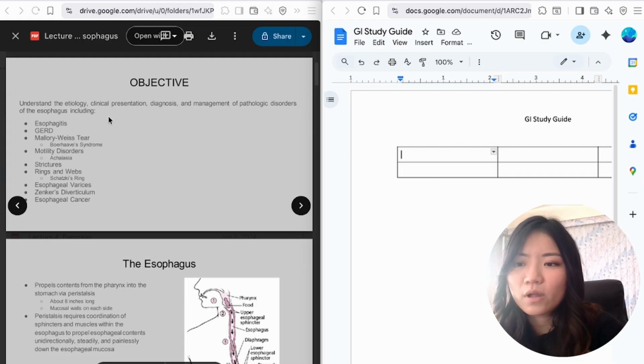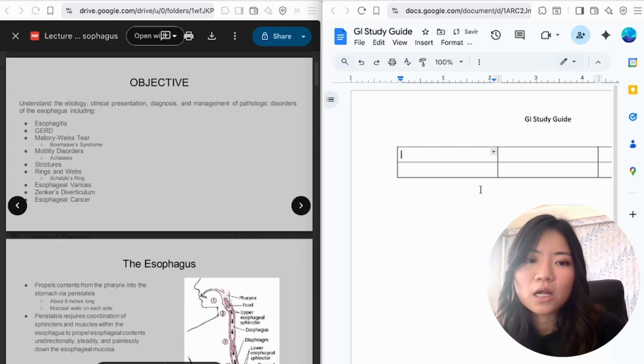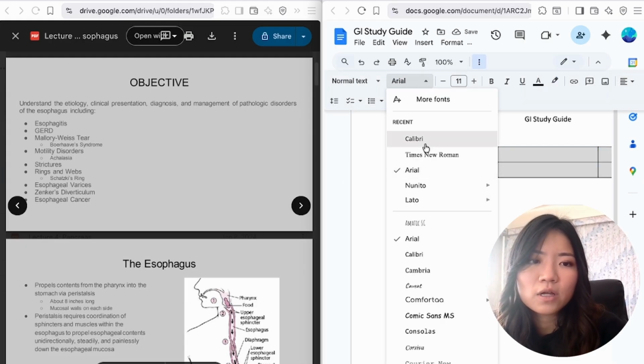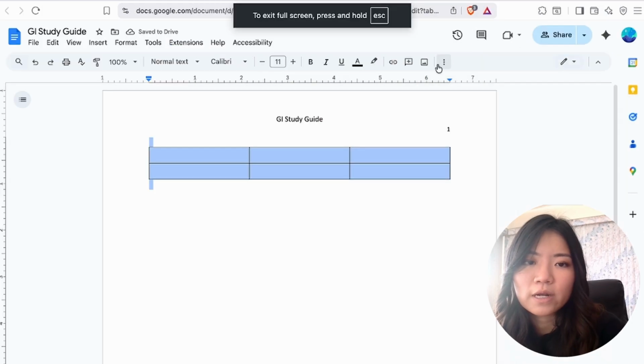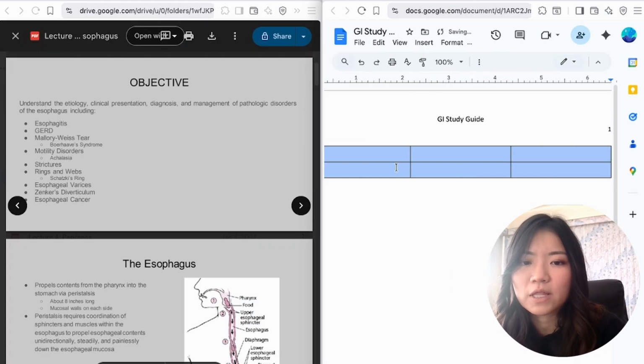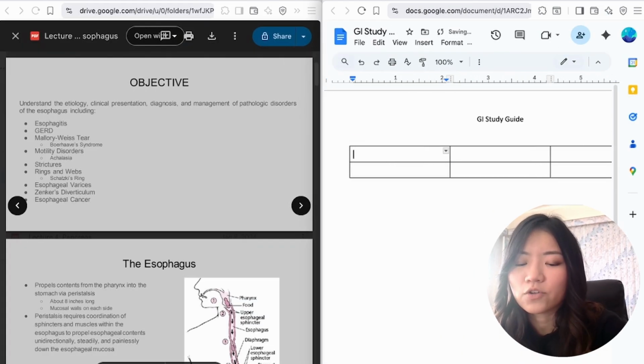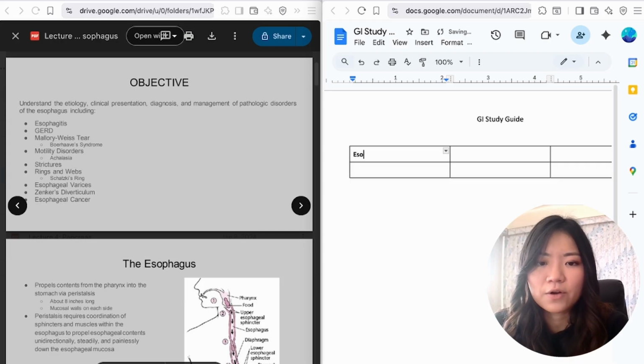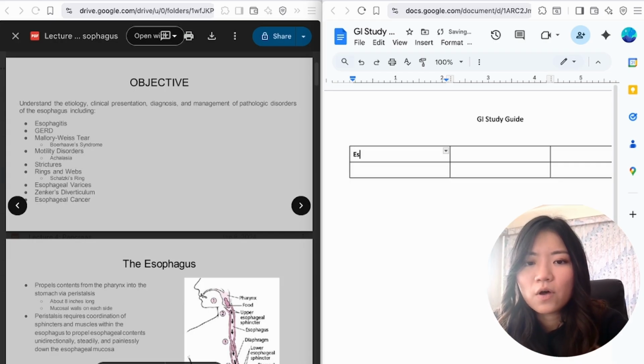So here, let's just say, again, I don't like this font. I also used the dreaded single space, but it helps everything stay on one page easier. And it's good for visually compacting and seeing things together. So, esophagitis, GERD is definitely related. So I'll put it with esophagitis.